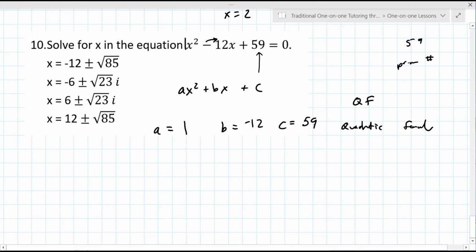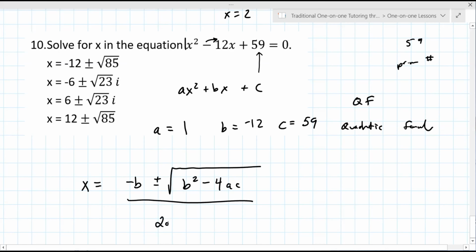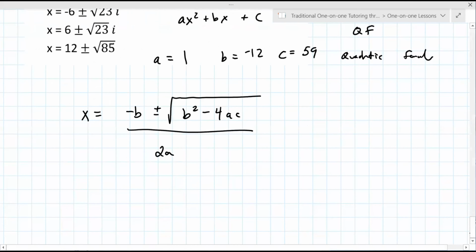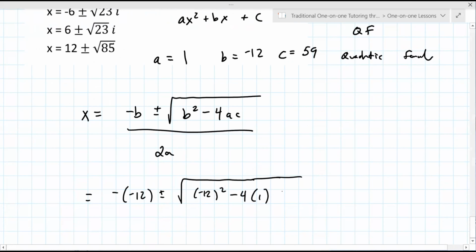The formula is minus B plus or minus the square root of B squared minus 4AC all over 2A. And this is not great. I'm just going to substitute the numbers here. It's a long formula. You do have to remember it, and depending on the size of the numbers, the answer could be easy or hard to work with.